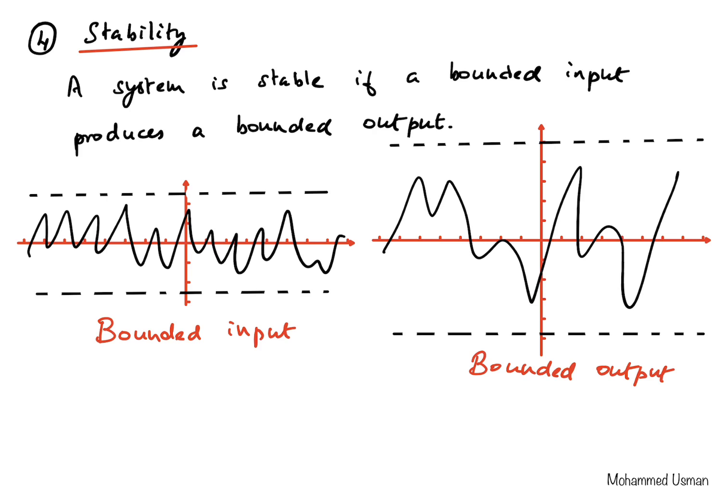So such a system which produces a bounded output for a bounded input, we call it a BIBO system, or BIBO stable. It is called bounded input, bounded output, stable system. If the output is unbounded even when the input is bounded, then it becomes an unstable system.